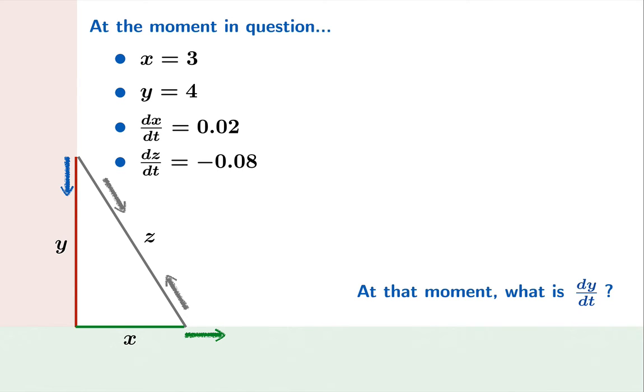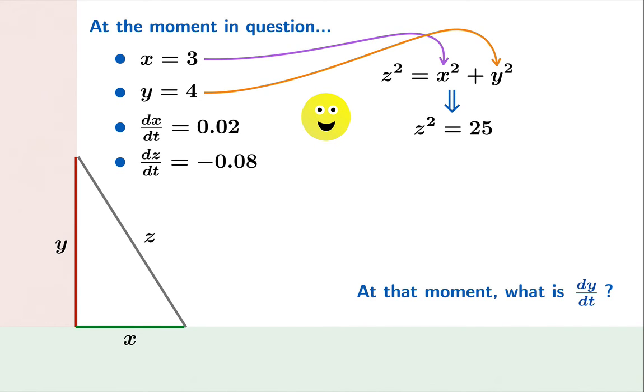So let's head back to our fundamental relationship, z squared equals x squared plus y squared, Pythagorean identity. Now, here's another common temptation. You might look at all this information on the board and you might say, hey, x is 3, y is 4, so let's plug those in. That means z is 5. Let's take the derivative, and you get 0. But something's really wrong here because we were told that dz/dt was negative 0.08. So these don't match up.